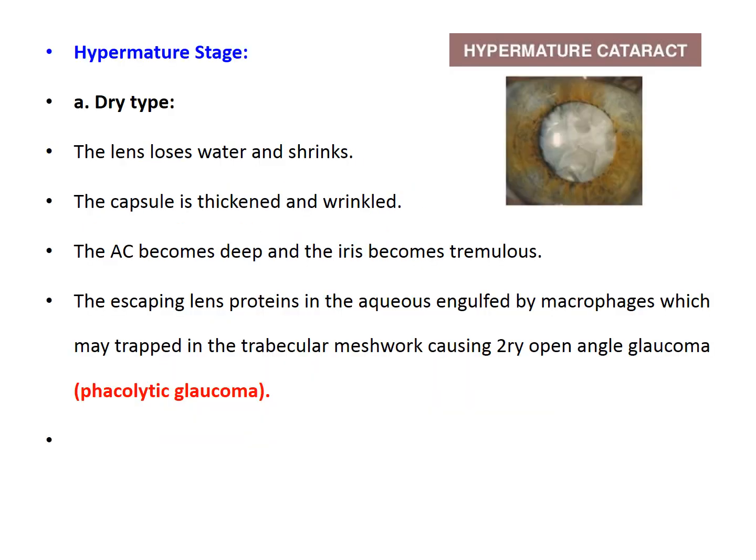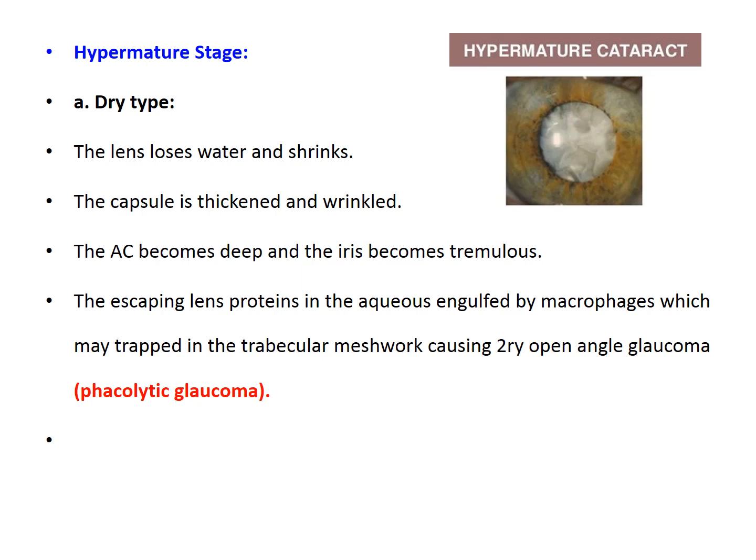In the hypermature stage, we have two types. First, the dry type, in which the lens loses water and shrinks. The capsule becomes thickened and wrinkled. The AC, or the anterior chamber, becomes very deep and the iris becomes tremulous.